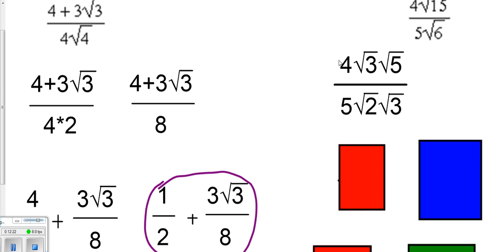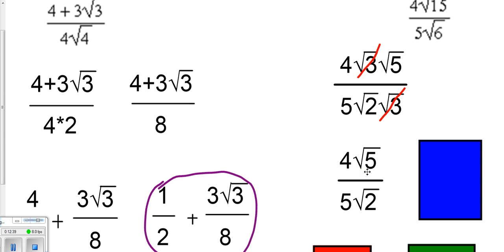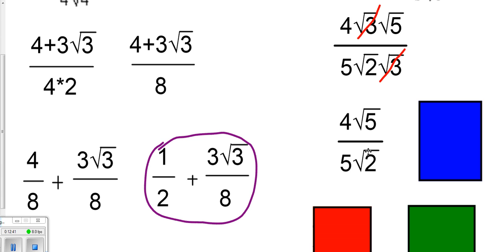Now, because there's no addition or subtraction, it's just everything being multiplied, we can cancel things on top with things on bottom. So notice we have a square root of 3 and a square root of 3, so we can cancel those out. When we do that, we're left with 4 square roots of 5 over 5 square roots of 2. At this point, we might be tempted to think we're done, except we have a square root in the denominator. So this is where we need to rationalize the denominator.